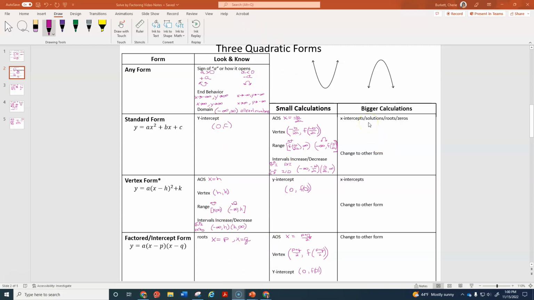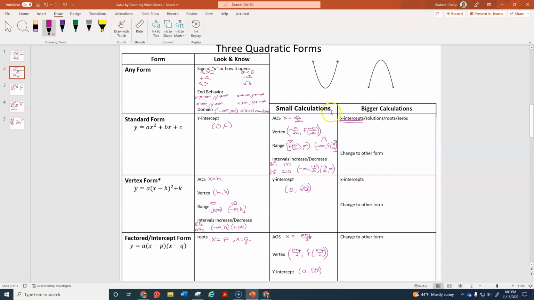The bigger calculations that we're going to do today, we're going to concentrate on finding x-intercepts. I've also put the words solution, roots, and zeros here, but we're going to focus today on x-intercepts. When your parabola crosses your x-axis, your x-intercepts, your solutions, your roots, and your zeros are all the same thing. If your parabola does not cross the x-axis, and we'll do that on a different day, then you don't have any x-intercepts. You'll just have solutions, roots, and zeros.